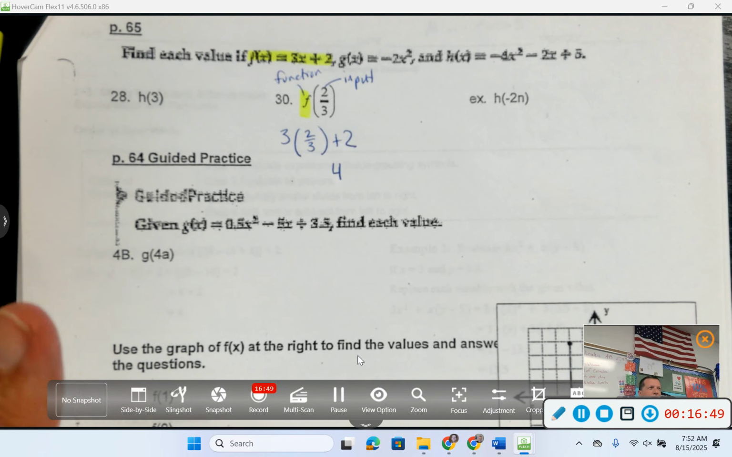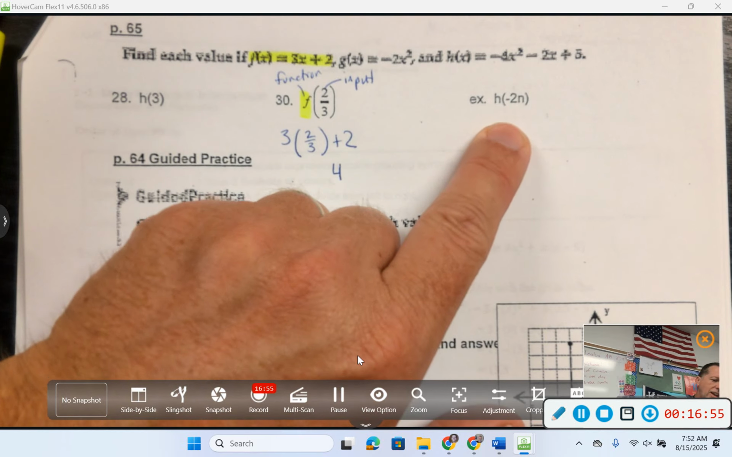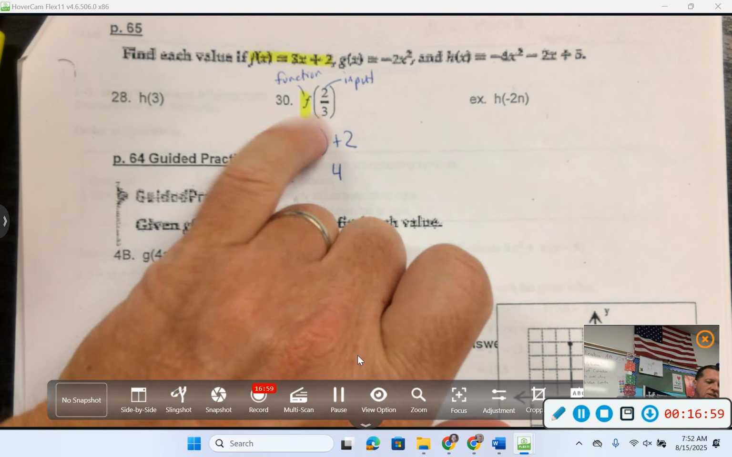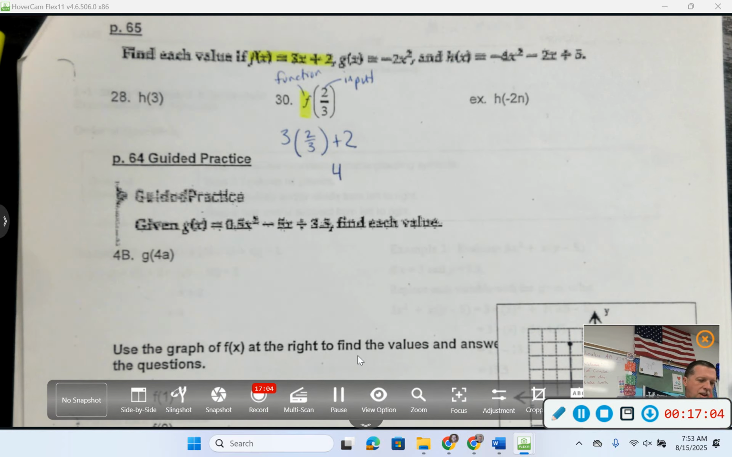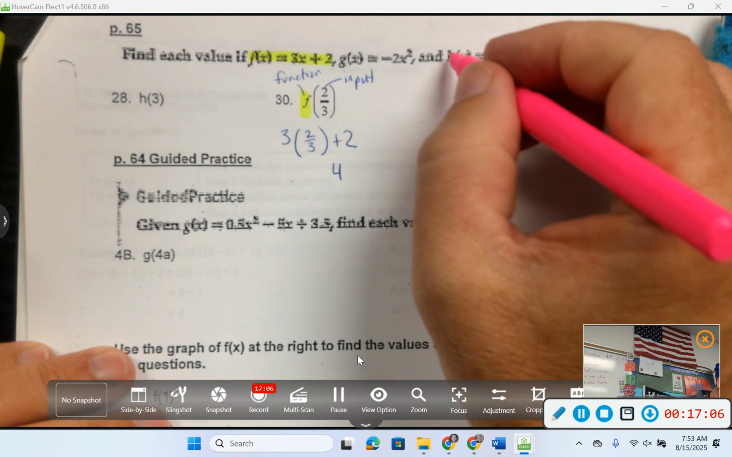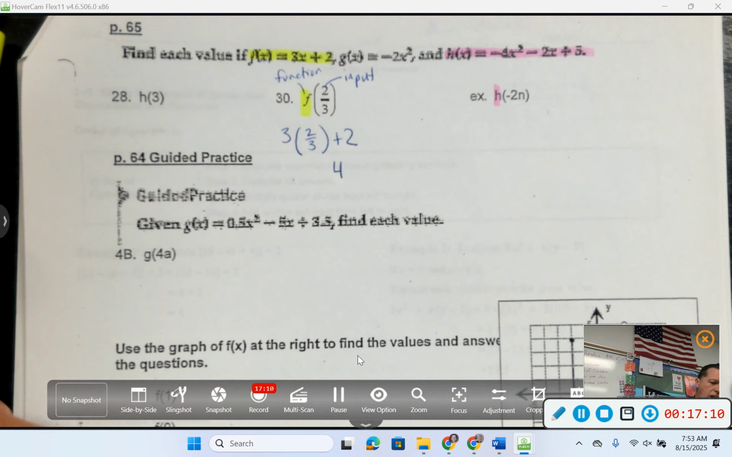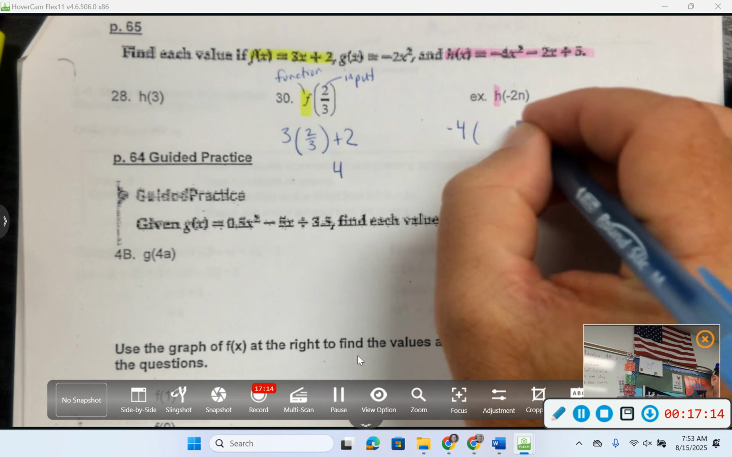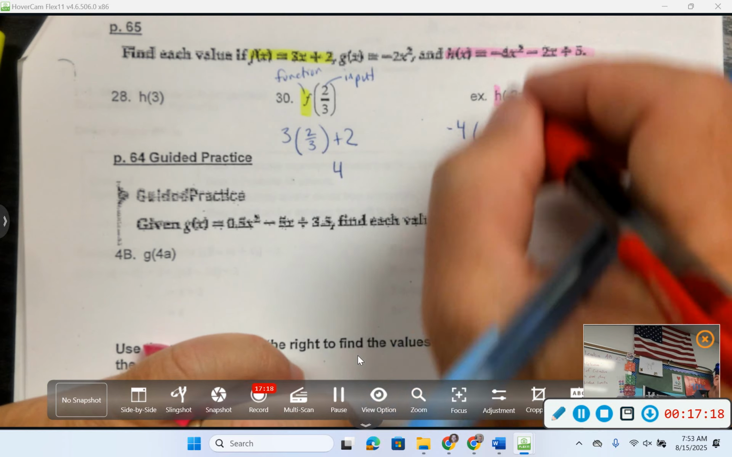I mean, I'm hoping this is super easy. I hope you're thinking, what are we doing here? This is h of -2n. This is a little bit trickier because we're going to plug in not just a number, but an expression. But it's the same process. Let's grab the h function. And now in place of x, I'm going to put -2n.